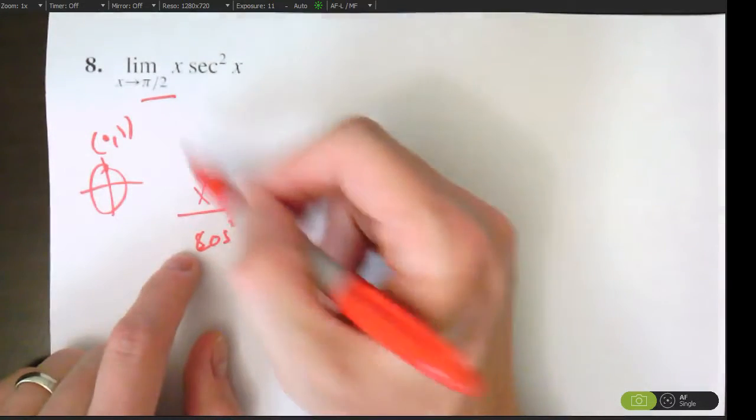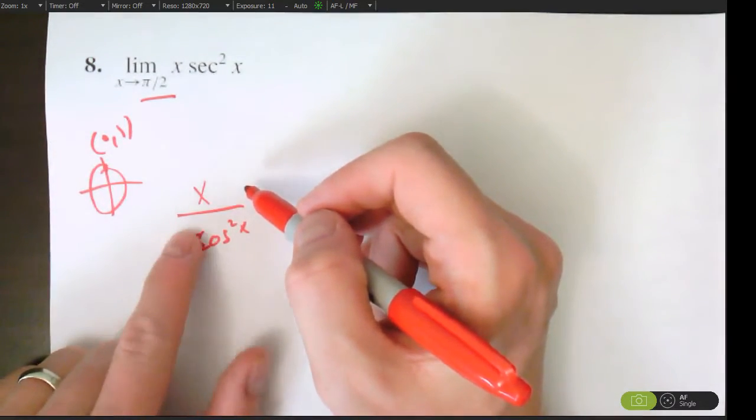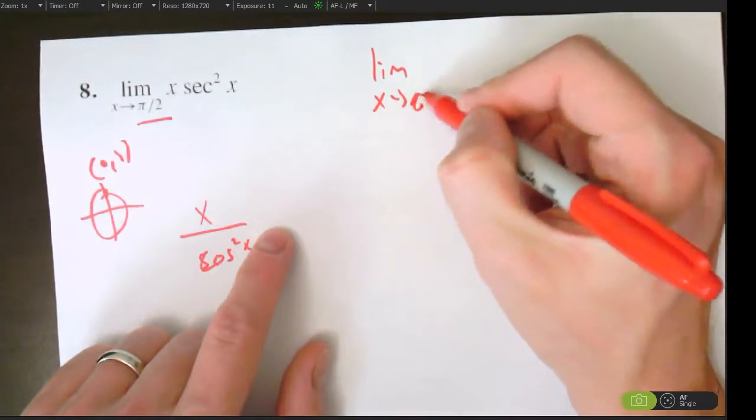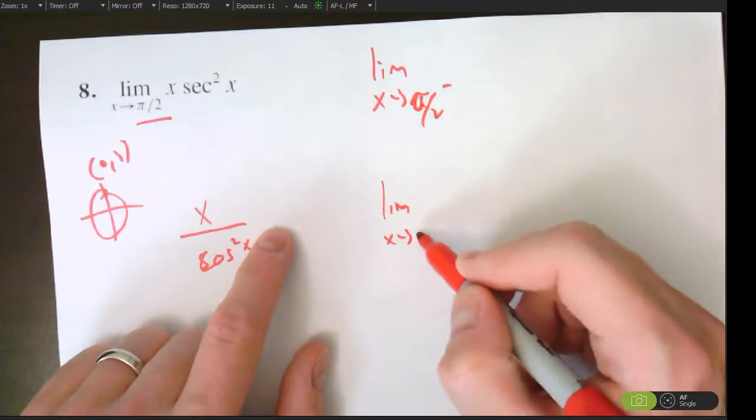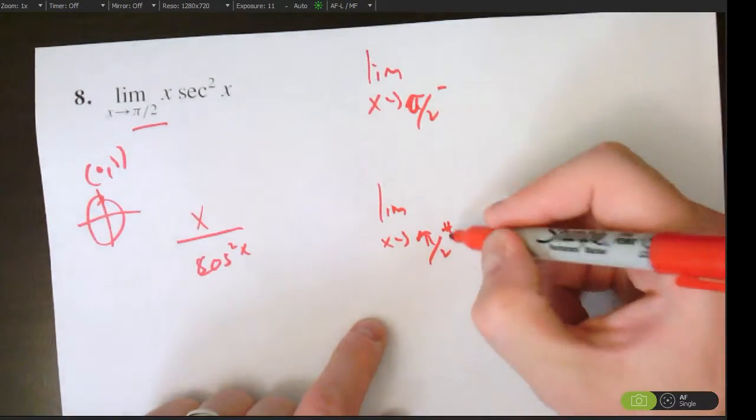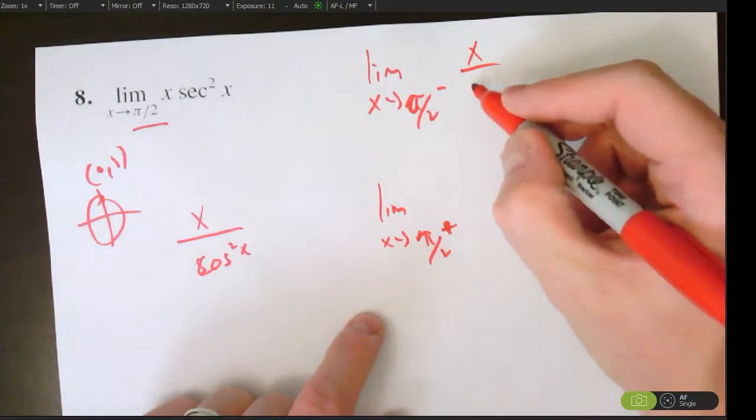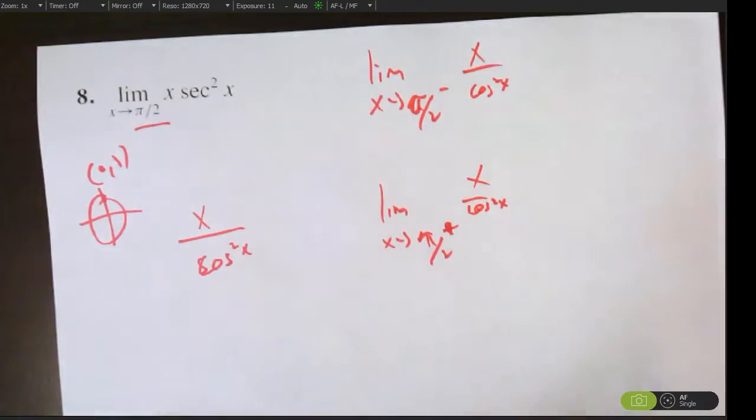Which means I can't do this limit. More importantly, it means I have to look at the left and the right side limit. I have to go as limit as x goes to pi over 2 from the left. Limit as x approaches pi over 2 from the right. Okay, I have to look at the two-sided limits for this. And I get x over cosine squared x, x over cosine squared x.